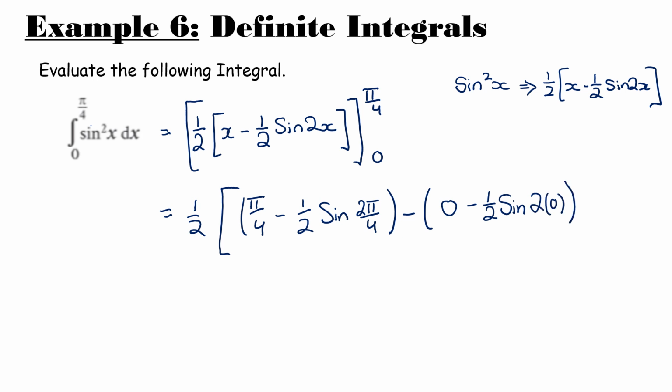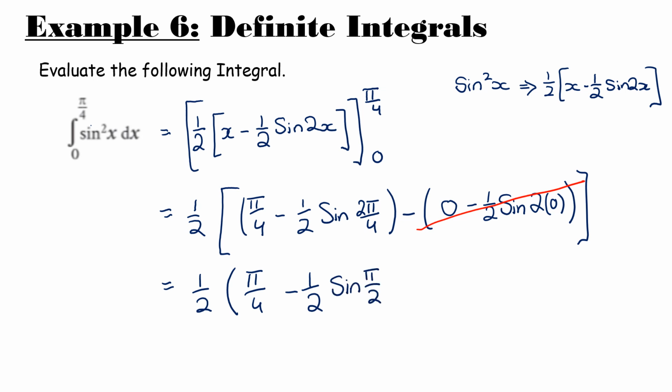So 2 times 0 is 0. The sine of 0, if you want to check it, is 0. So that whole second bracket is worth nothing. So that gives us a half pi over 4 minus a half. That is actually sine pi over 2.